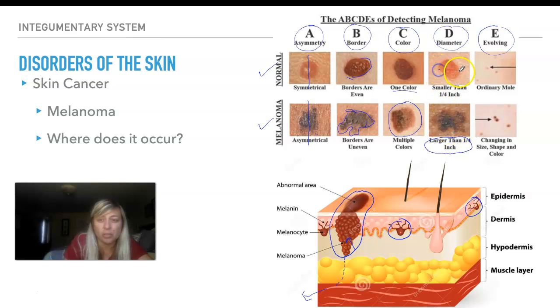So if you measure the width, the diameter of your mole. And then changes, so evolving is E. If you have a mole and you watch its growth and you see that it begins to change color, shape, size, or a brand new mole appears, those can all be signs of malignant melanoma.